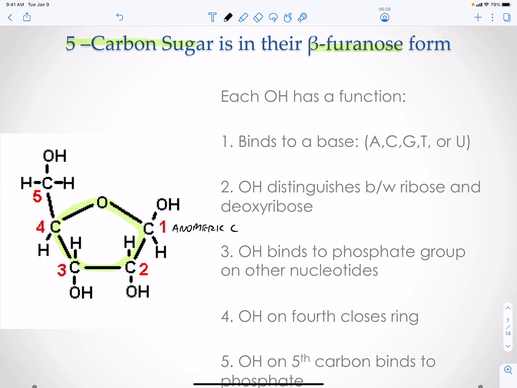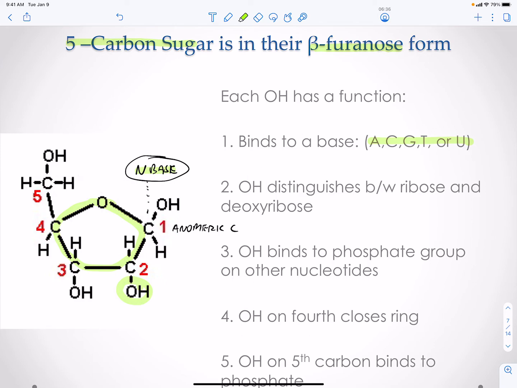And this is where we're going to eventually have our nitrogen base attached. So that will be attached up here. Each hydroxyl group in our ribose or deoxyribose has a function. Number 1, our anomeric carbon, is going to bind to that nitrogen base. Our number 2 OH is what distinguishes ribose from deoxyribose. So deoxyribose would not have an OH group here.